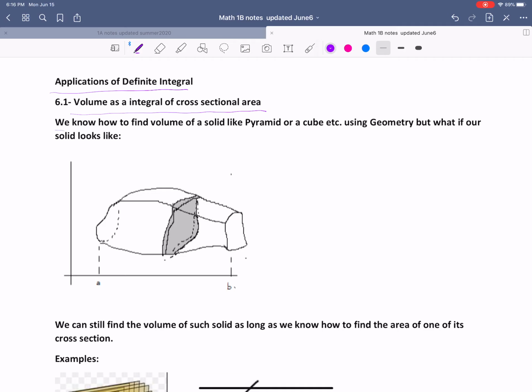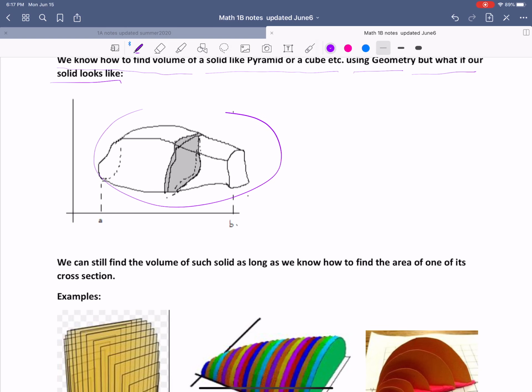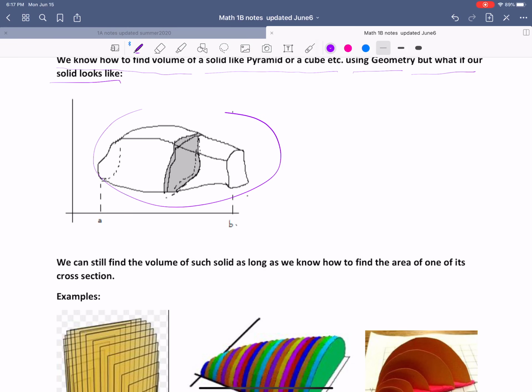Okay, so we know how to find the volume of a solid like a pyramid or a cube using geometry. What if our solid looks something like this? As you can see that it's not a shape made up of planes. There's curved surfaces. So the techniques we know so far of finding the volume would not work. We can still find the volume of such solid as long as we know how to find area of one of its cross section. That's what this section is all about.